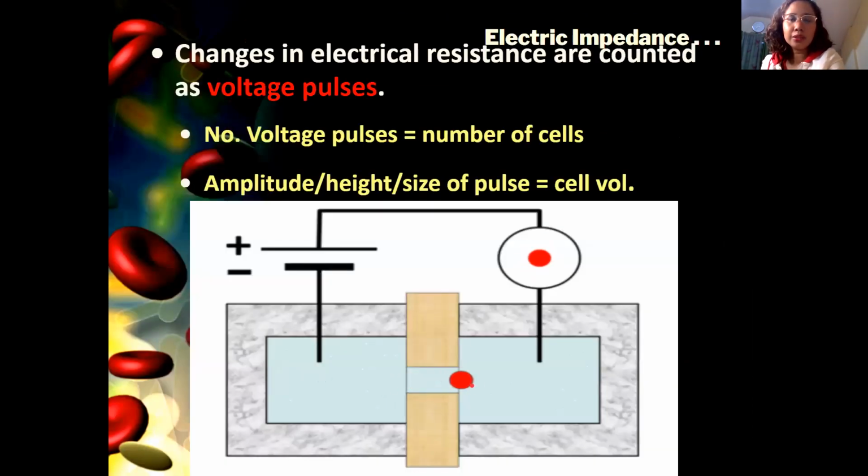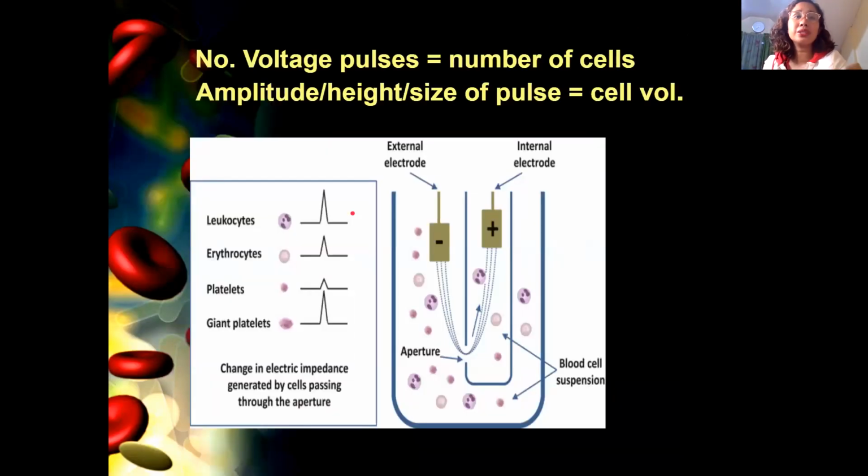So depending on the size of the cell, it will create a pulse. The voltage number will determine the number of cells. The amplitude, kung gaano kalakas yung pulse, will detect what type of cell. So compared to leukocyte, tingnan mo naman, ang laki ng pulse compared to platelets and erythrocytes. Okay? However, yun yung mahirap, guys. Example, if there are giant platelets, it could be counted as leukocytes. So it could affect your results.